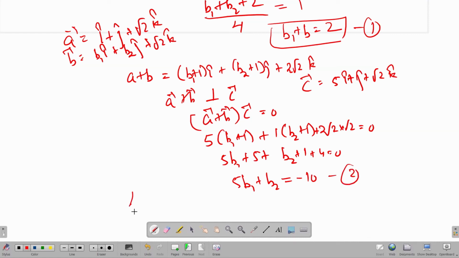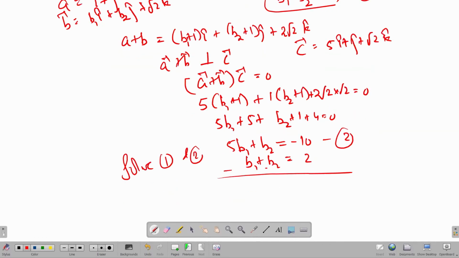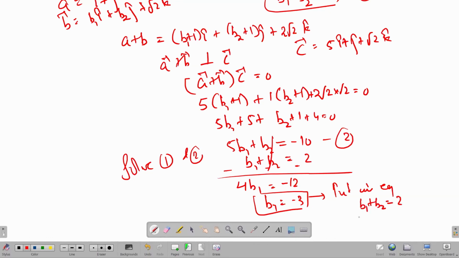Now I just have to solve equations 1 and 2. Solving 1 and 2, what do I get? If I subtract, I get 4b1 equals minus 12. So b1 comes out to be minus 3. On putting this in equation 1, that is b1 plus b2 is equal to 2, I get b2 comes out to be 5.